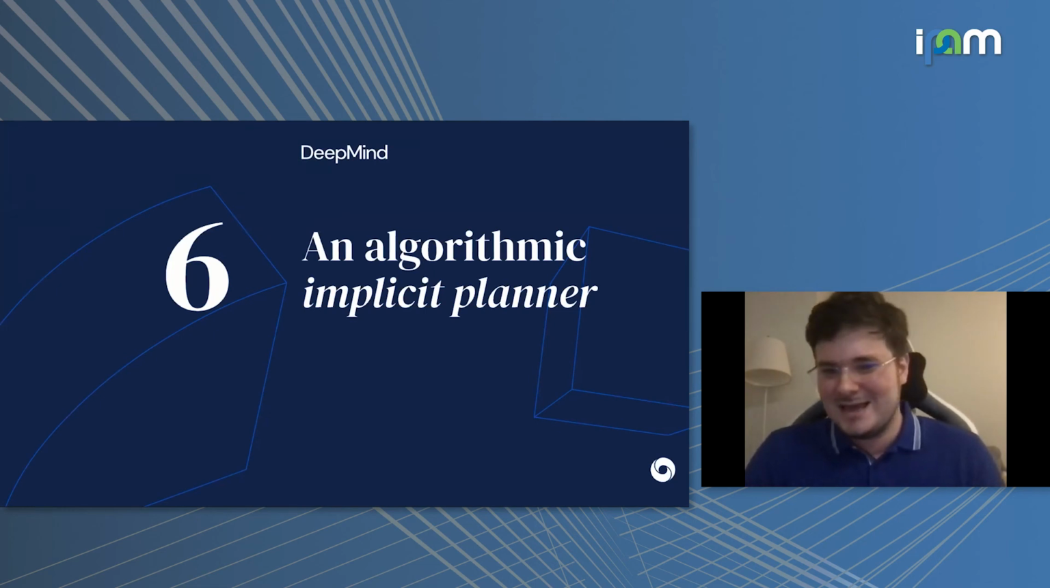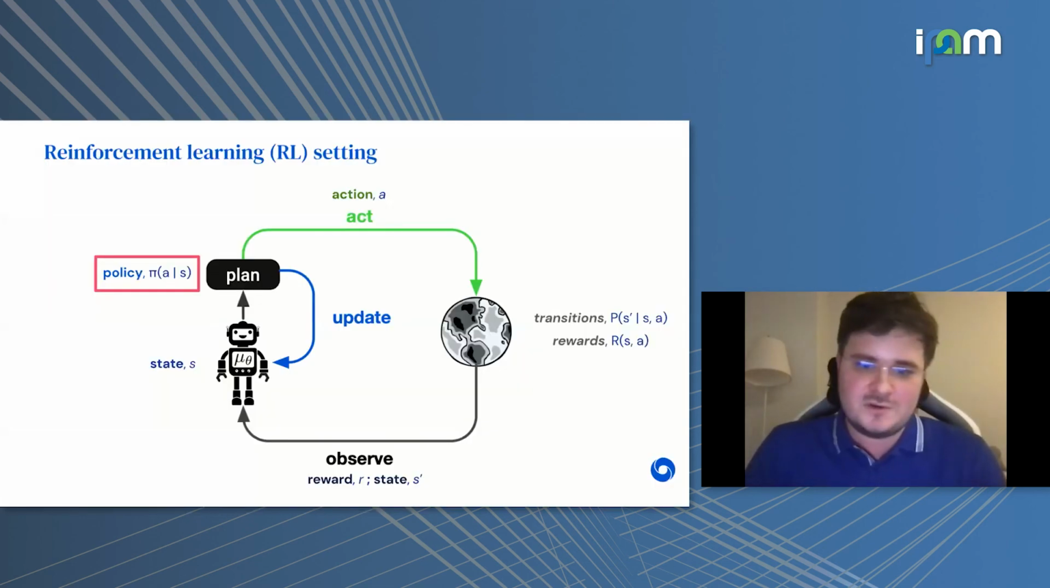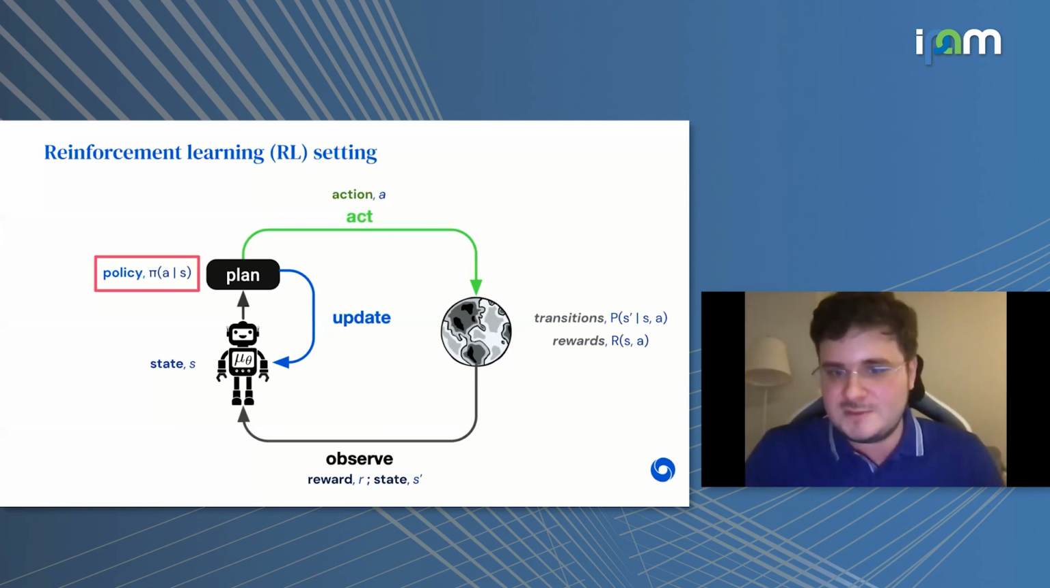So finally, I would like to present how we can use this algorithmic reasoning blueprint and how we already used it to come up with a novel implicit planner in the space of reinforcement learning. For those of you who are not familiar with reinforcement learning, I tried to summarize it here in just one slide. You have an agent pictured by this robot here that has a particular state, and what it wants to learn is a policy that, based on the state, selects actions to perform in an environment.